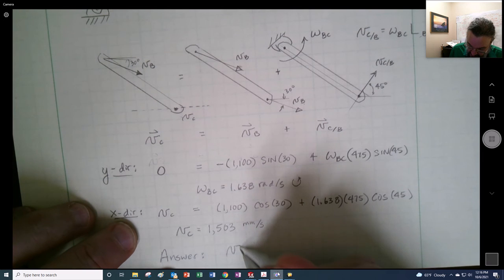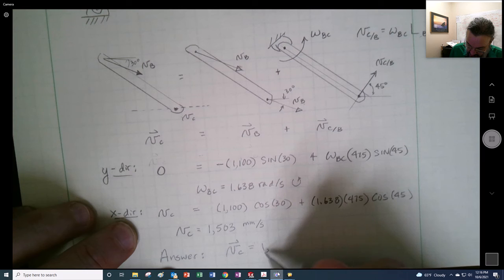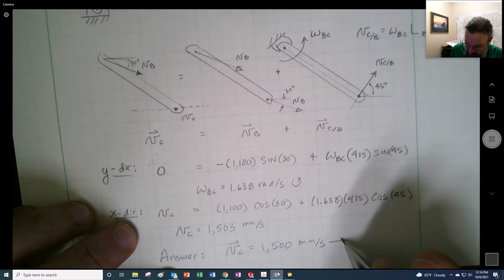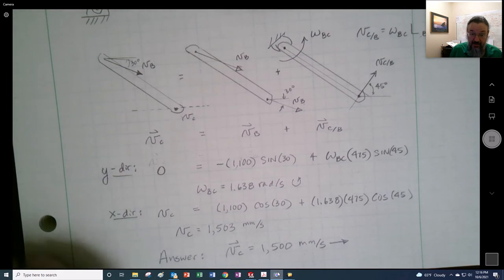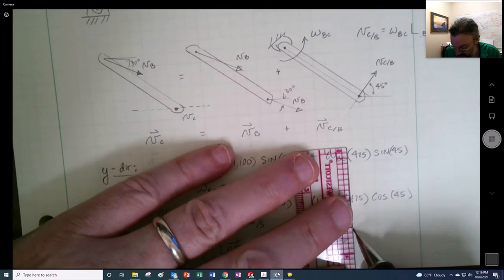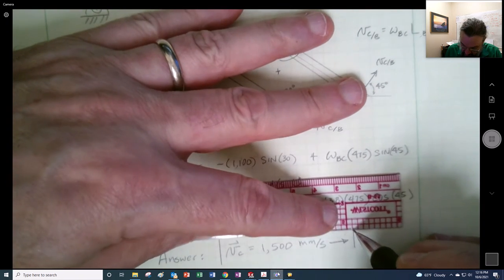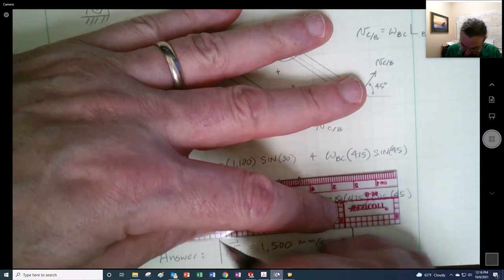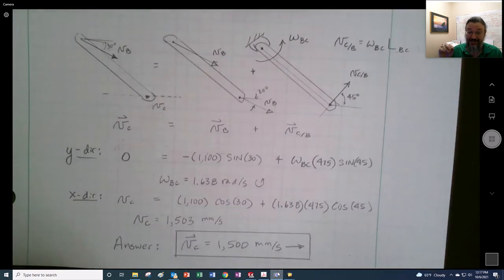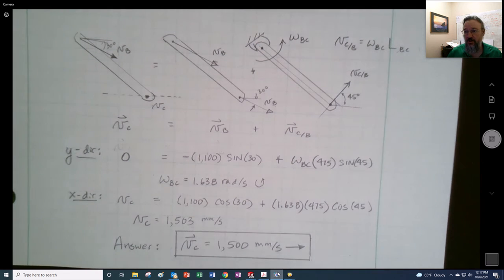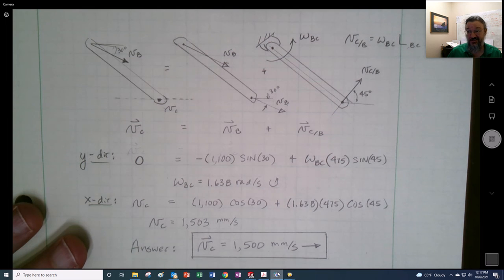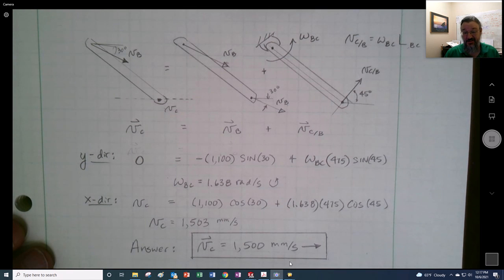So there you go. VC is equal to 1,500 millimeters per second, given an arrow because it has a vector hat. We want the vector. If we ask for velocity, velocity is a vector, so you need to give it with a vector hat on, and that means it also needs a direction. But this is easy. This problem is actually pretty easy, but it's a good one to start with. We're going to have to do these again and again because when we do acceleration analysis, we have to do a velocity analysis. We're going to see sometimes this is going to be the easiest method.